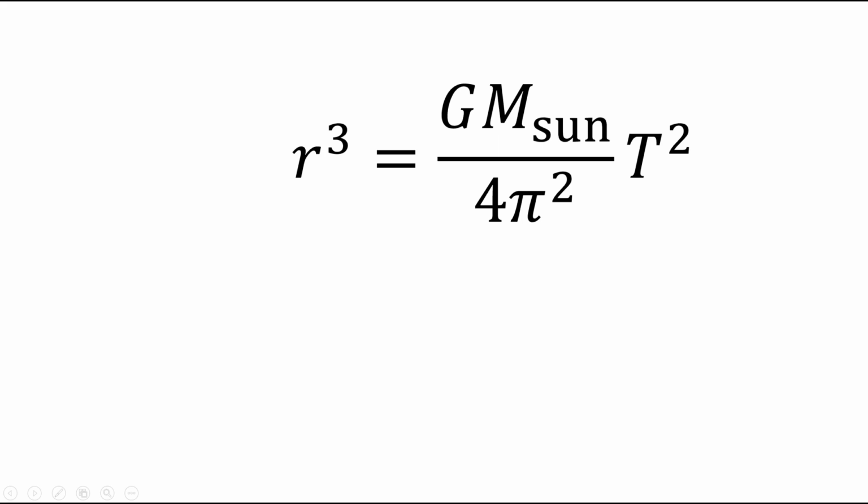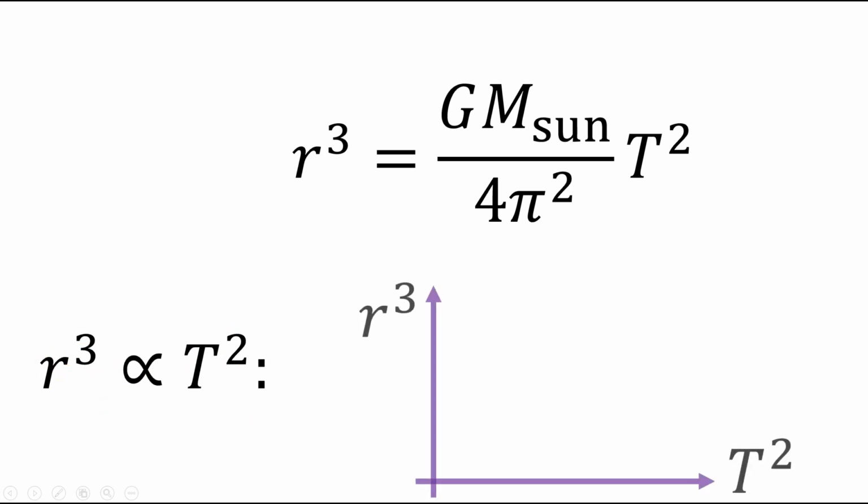Okay, welcome back. You've made an attempt. We could write the proportionality like this. r cubed is proportional to t squared. That means if you make a plot with r cubed on one axis and t squared on the other, you should get a directly proportional graph, a straight line through the origin.